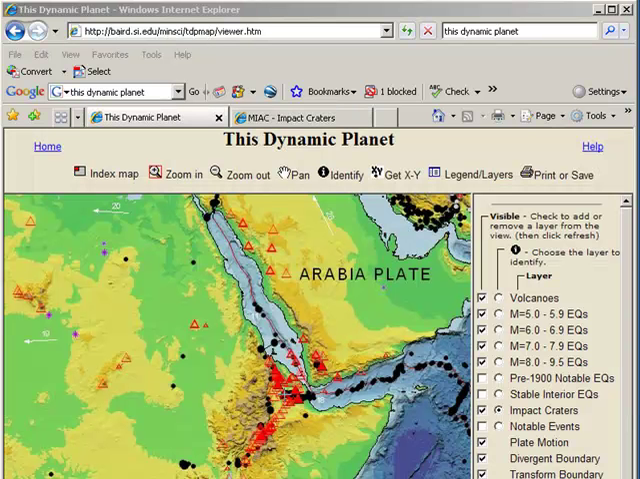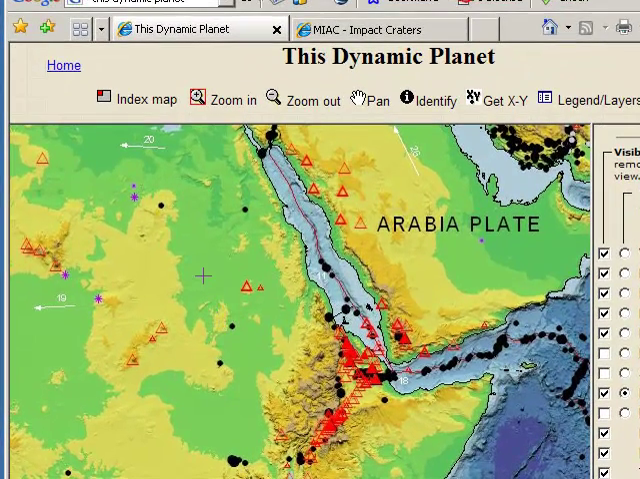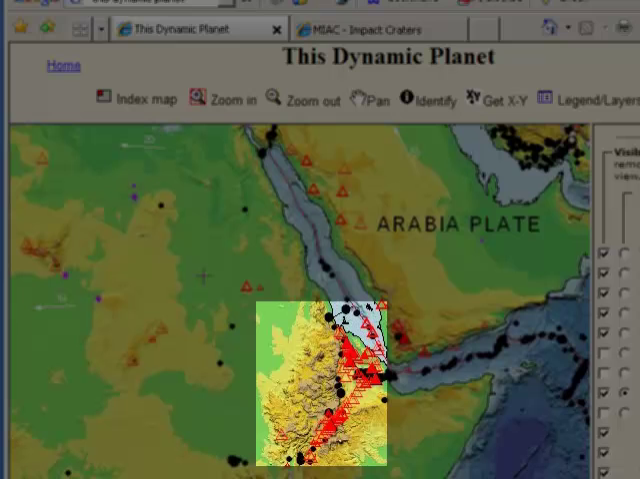And here's the Rift Valley in East Africa. So through This Dynamic Planet and other web GIS sites, we can see that we can do some pretty powerful spatial analysis just on the internet. I encourage you to do that.